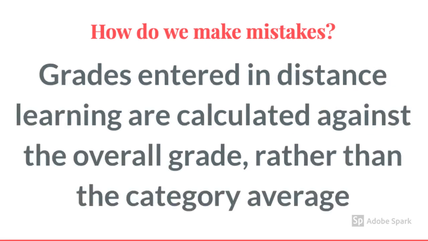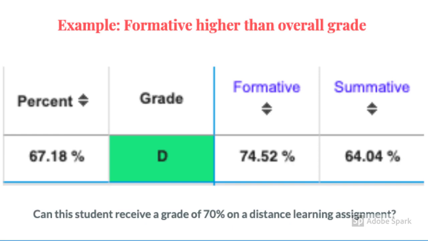The other answer, and the more common occurrence, is that grades being entered in distance learning are being calculated against the overall grade rather than the category average. And if the category average is higher than the overall grade, mistakes can be made and grades can be hurt. For example, take this student. If this student is currently getting an overall grade of 67% with a formative of 74.52 and a summative of 64%, can this student receive a distance learning grade of a 70% without it causing harm?